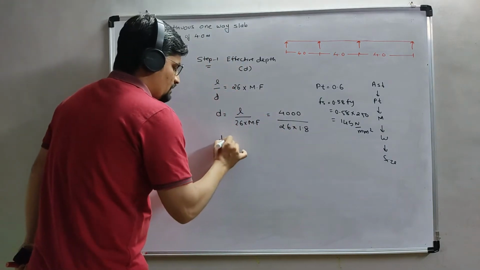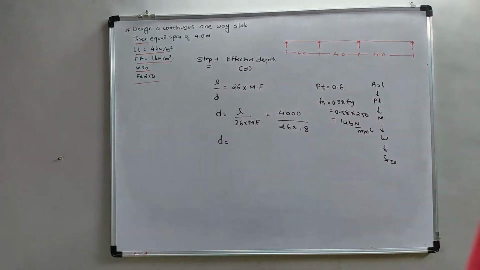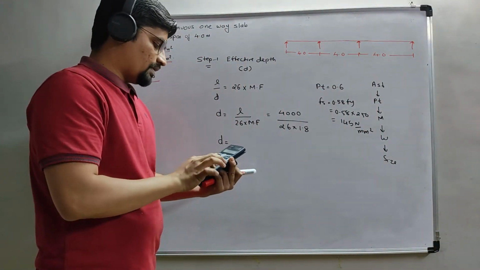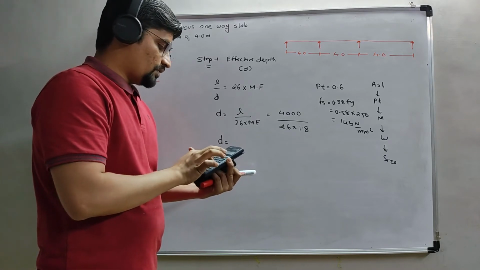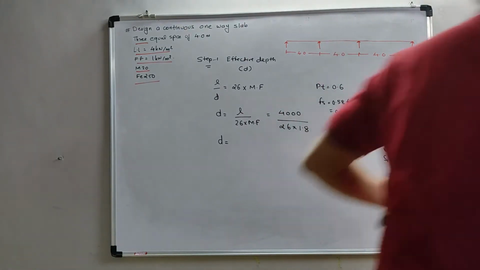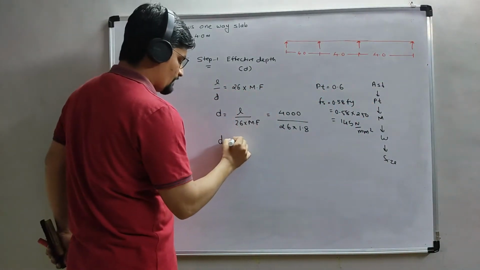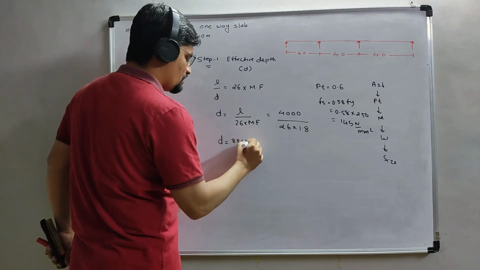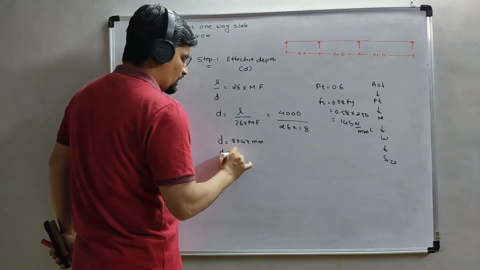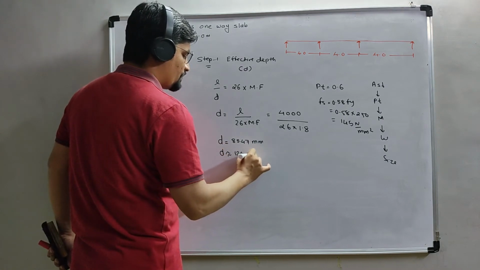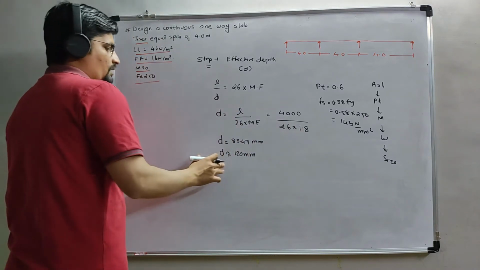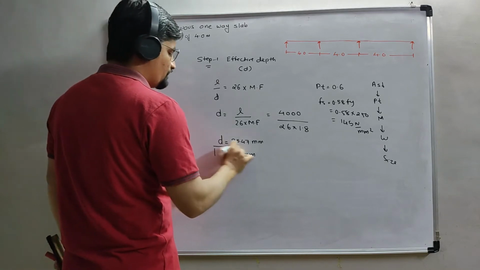So the depth will be, let's calculate, 4000 divided by 26 into 1.8. It is 85.47 mm, which is very low. So in round figure we will provide a depth of 120 mm. It should not be less than 100 mm. Remember that. Now we have the value of effective depth.